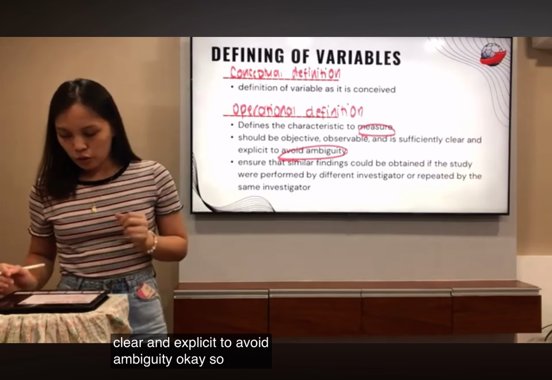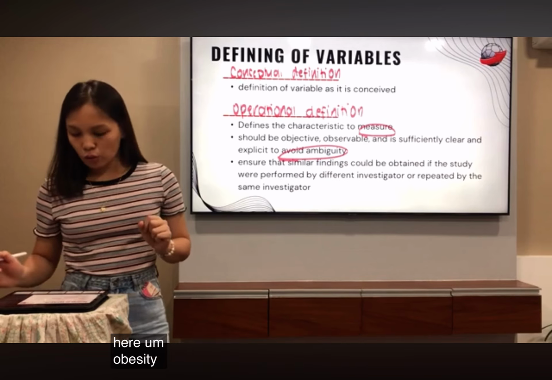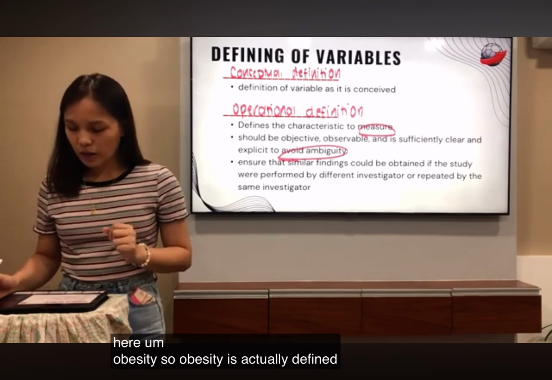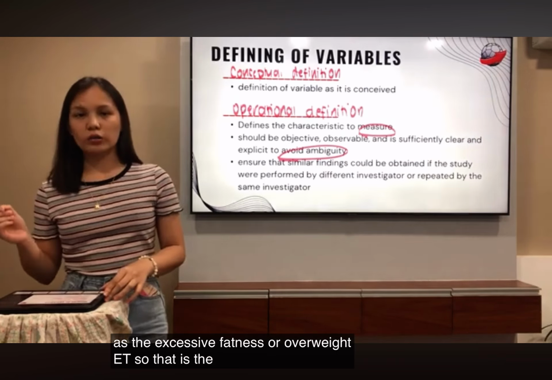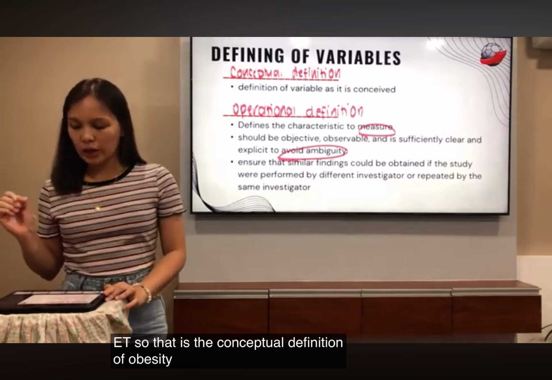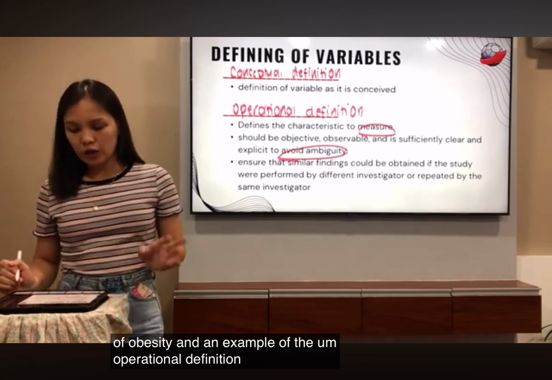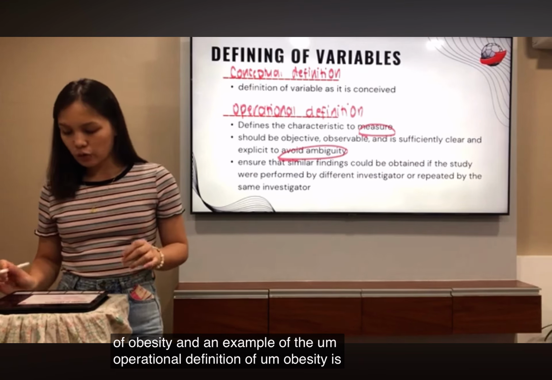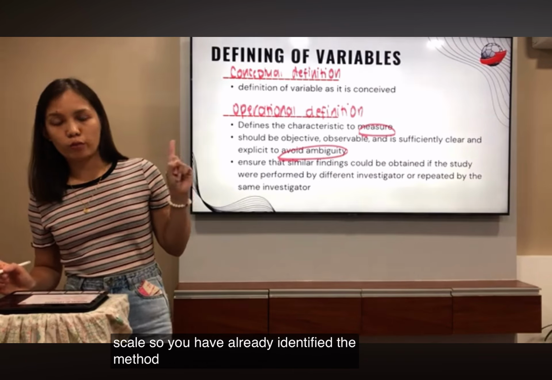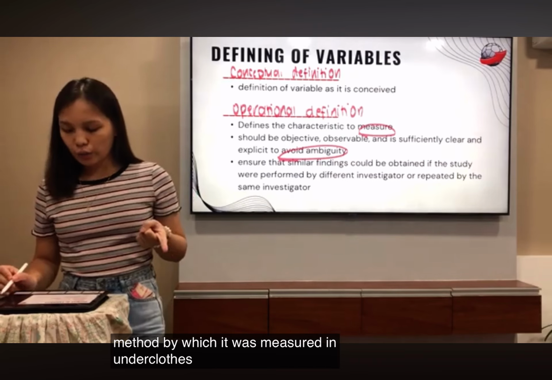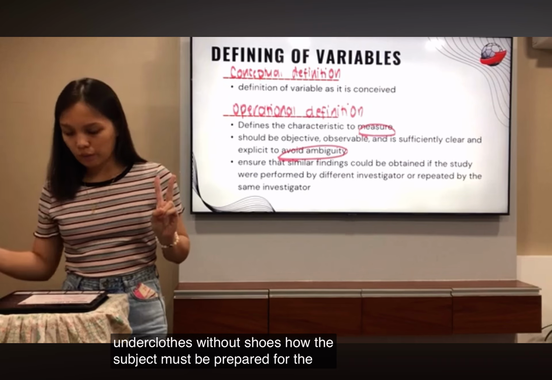Okay, so for example, we have here obesity. So obesity is actually defined as the excessive fatness or overweight, etc. So that is the conceptual definition of obesity. And an example of the operational definition of obesity is weight based on weighing with a bathroom scale. So you have already identified the method by which it was measured. In underclothes without shoes, how the subject must be prepared for the measurement.